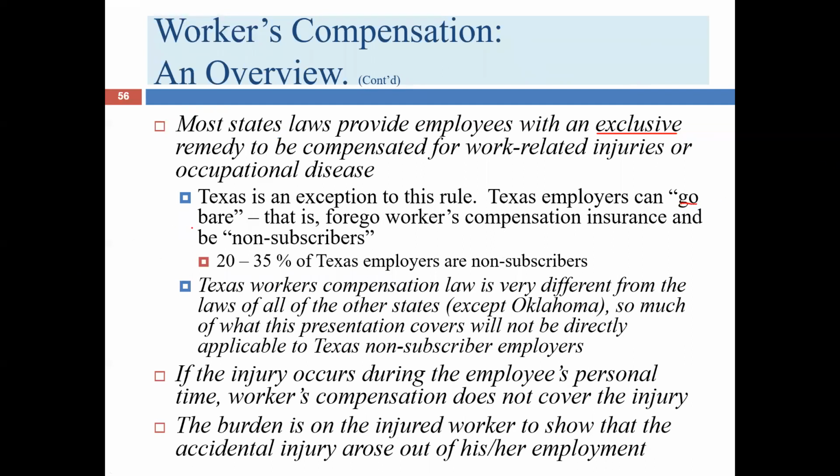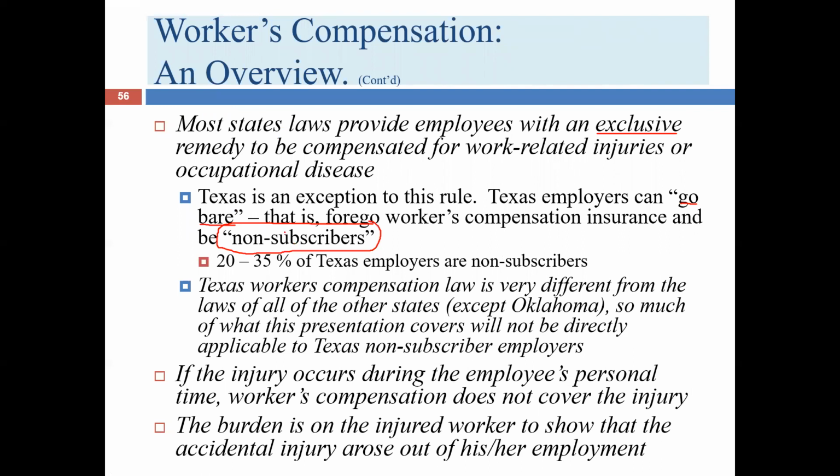It sounds a little racy, doesn't it? Sounds like a topless or something. But no, it's nothing racy or anything along those lines. What it means is Texas employers have the option to not buy workers' compensation insurance. If they go that route, they become what's called non-subscribers, meaning they don't subscribe to workers' compensation insurance. So going bare and being a non-subscriber are the same thing.